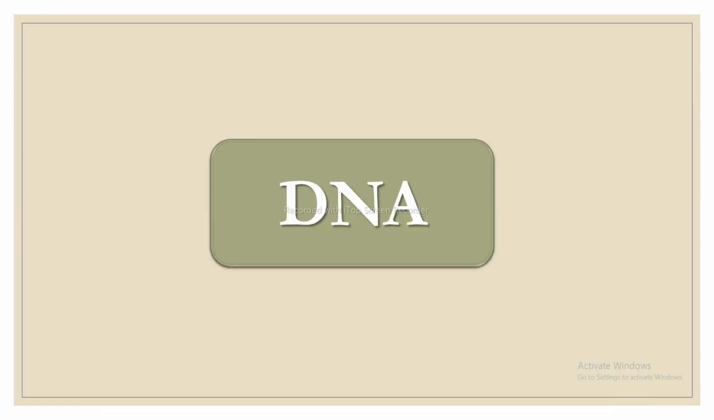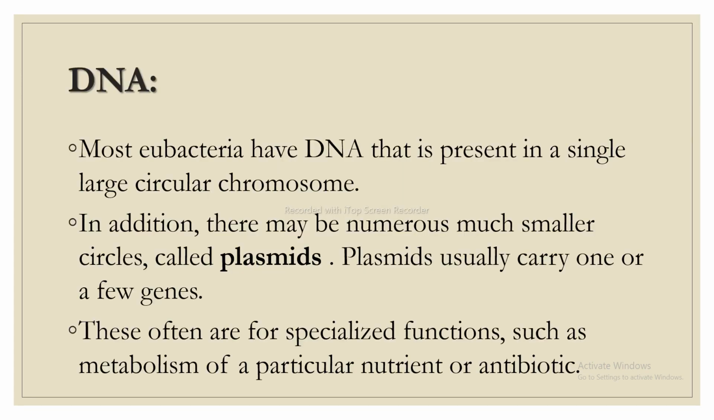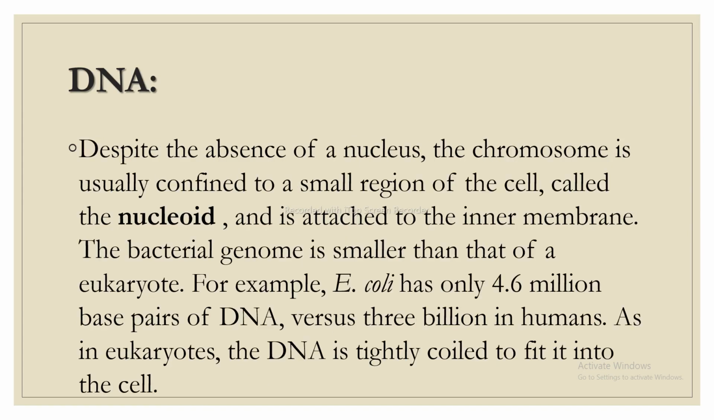Next I am going to discuss the DNA. Most eubacteria have DNA that is present in a single large circular chromosome. In addition, there may be numerous much smaller circles called plasmids. Plasmids usually carry one or a few genes. They often have specialized functions, such as metabolism of a particular nutrient or antibiotic. Despite the absence of a nucleus, the chromosome is usually confined to a small region of the cell called the nucleoid and is attached to the inner membrane.